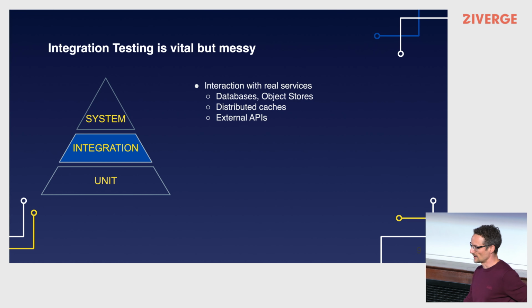So integration testing is very important, but it's much harder than unit testing. Why? Because the real world is quite messy. Once we leave the realm of unit testing, we have to start interacting with real infrastructure components like databases, persistent queues, caches, whatsoever.